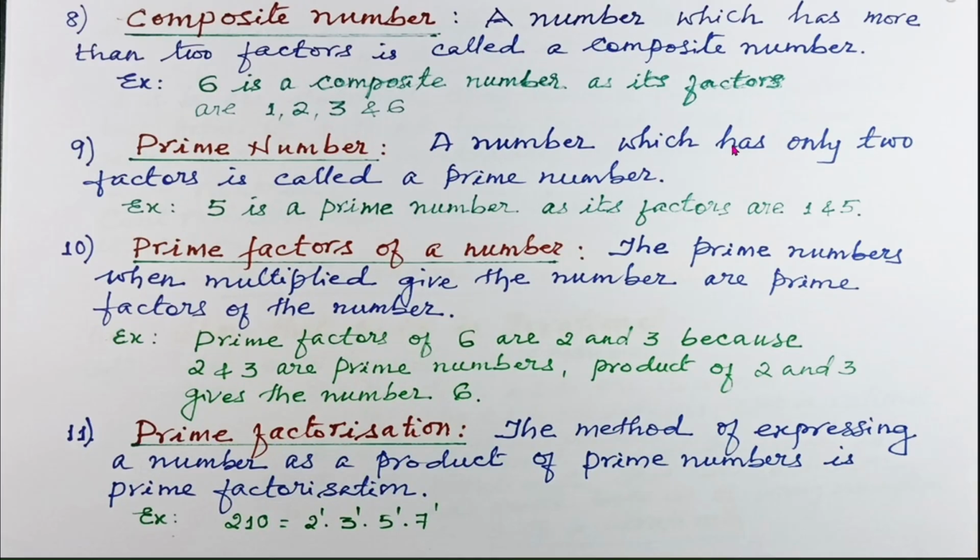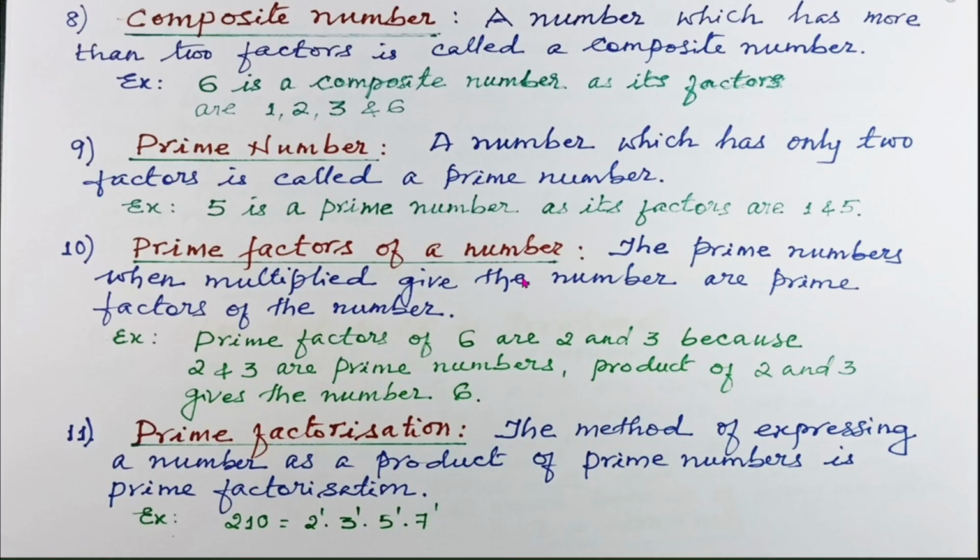Now prime number. A number which has only 2 factors is called a prime number. For example, if I take 5, the factors of 5 are 1 and 5. 1 divides 5, 5 divides 5, and therefore 1 and 5 are the factors of 5. Therefore 5 is a prime number. So please remember that a number which has only 2 factors is a prime number.